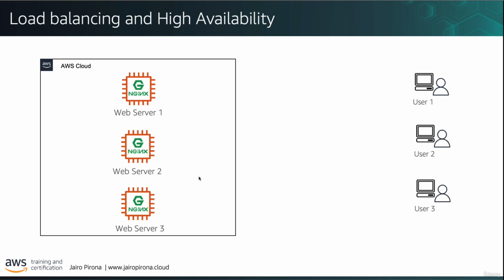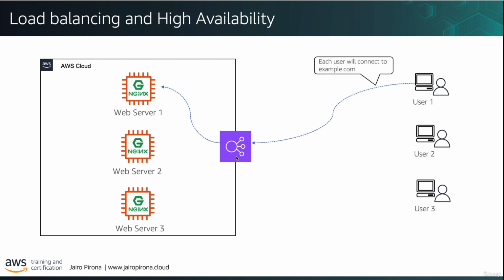And for that, we have to use something called a load balancer or elastic load balancer. The load balancer has an address and the users' computers will connect to the address of the load balancer. So, for example, everyone will connect to example.com. That is the address associated with this load balancer. And the load balancer will forward the connection to one of the web servers behind it. When another user connects, it forwards the connection to another web server and so on. That's how we distribute the load.